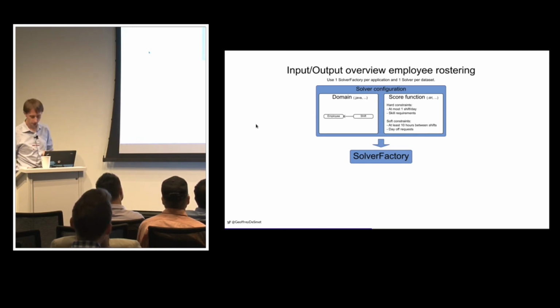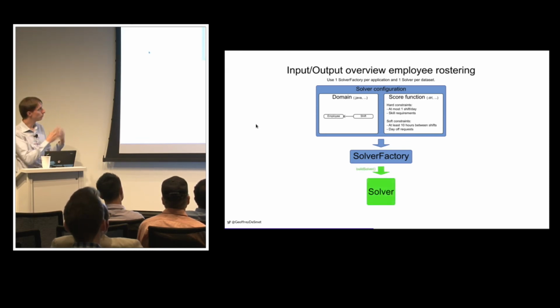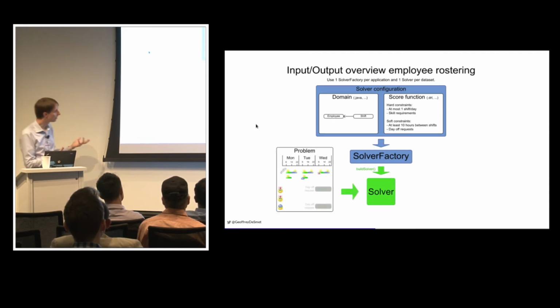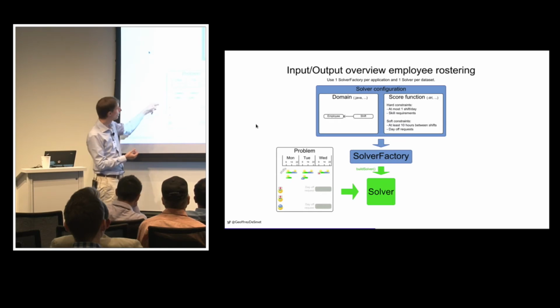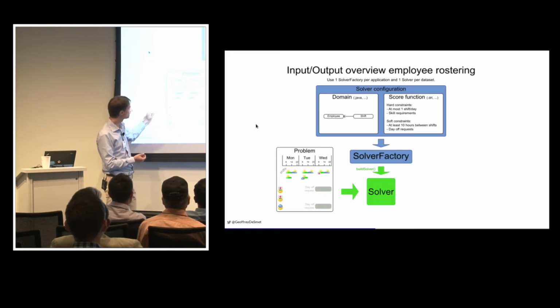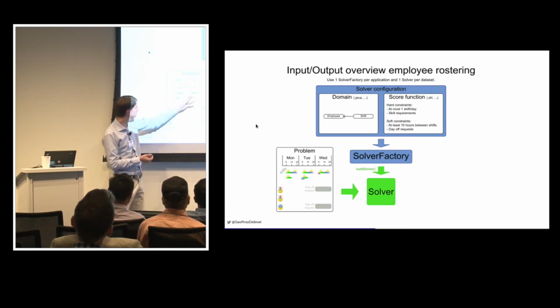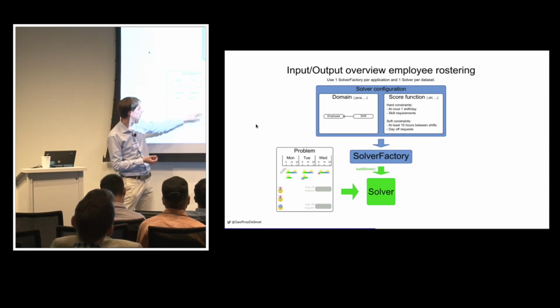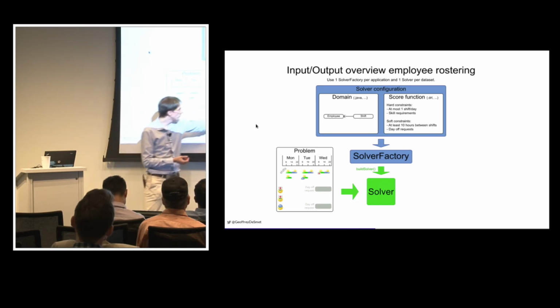Based on that, we build something called a solver factory. We have 1 instance of this per application usually. And then every time we have a data set, we first build a solver, and then we have that data set as input. So here we have a data set with 3 employees and 8 shifts, and we need to assign those. And you can see that 2 employees also have filled in a day off request. So this goes into the solver.